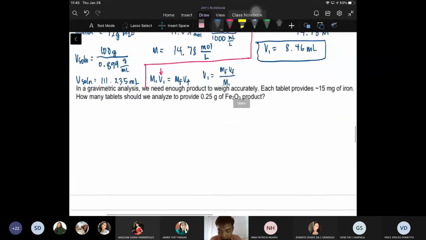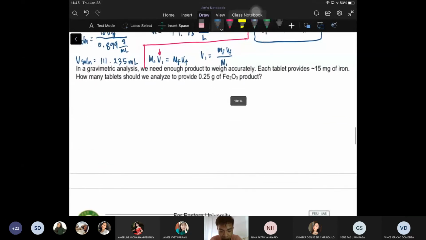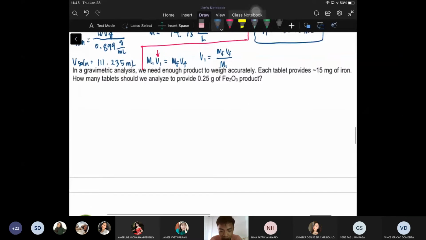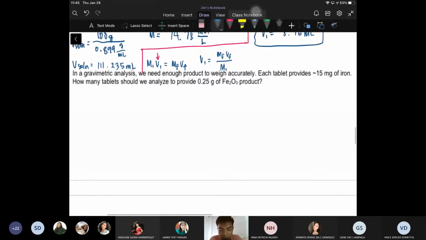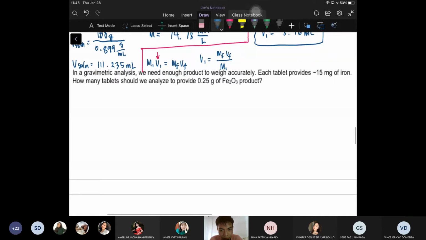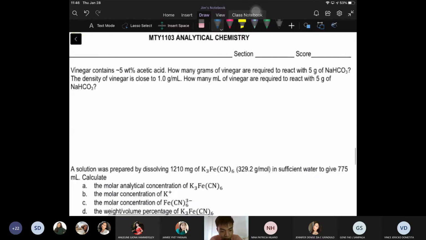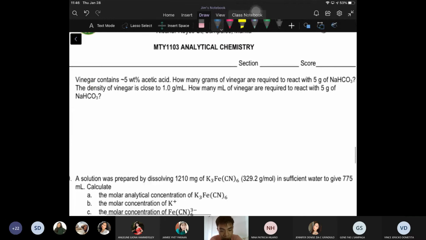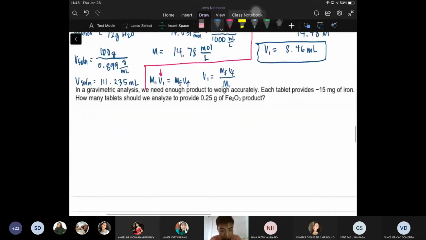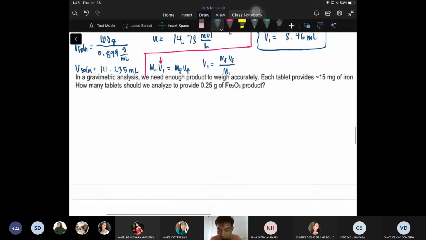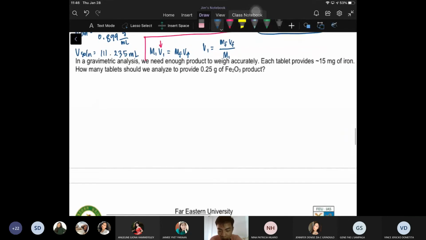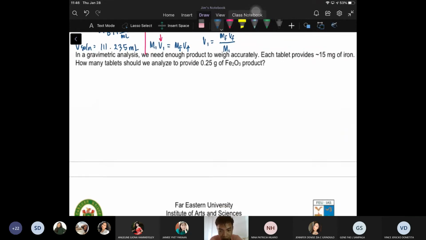Let's answer 8. Ito may stoichiometry dito. Si gravimetric analysis. Although yung approach dito would not be the same as the approach sa other questions. Case-to-case basis yan. Although yung equations na gagamitin, same lang. Okay? So, depende kasi sa hinahanap ng problem yung magiging approach mo. Okay? So, all you have to do is to read the problem very carefully. Okay? Pero yung equations na gagamitin, same pa rin.